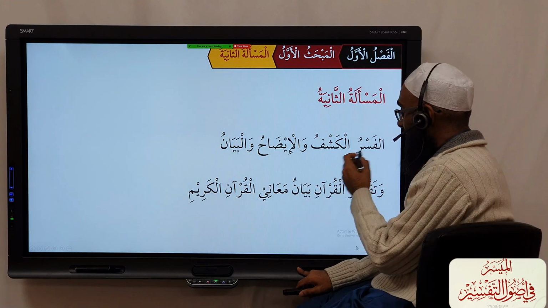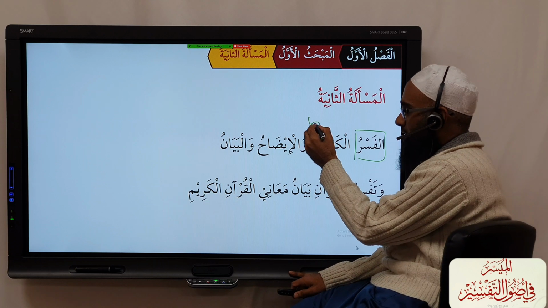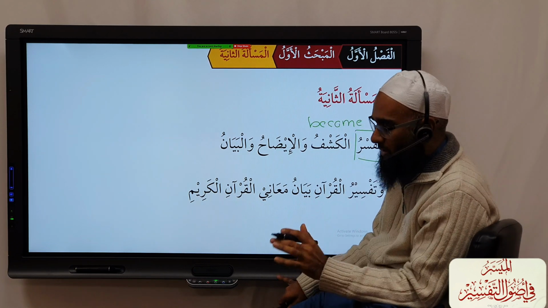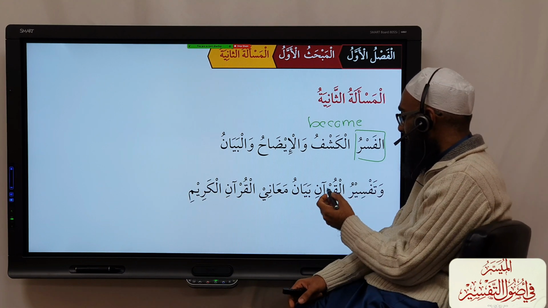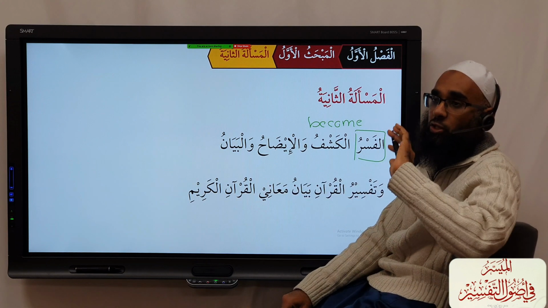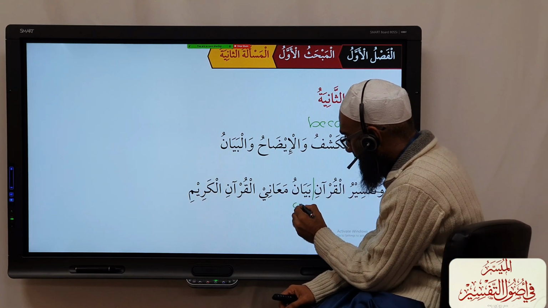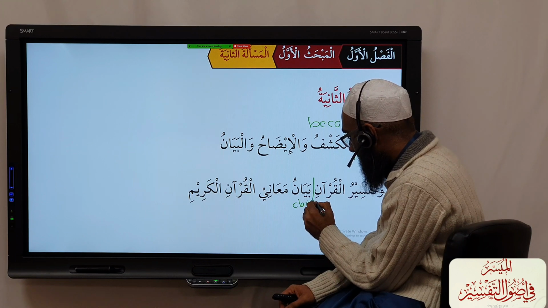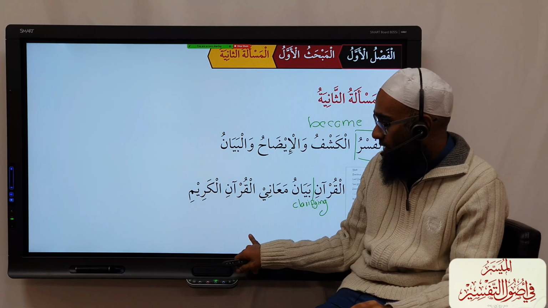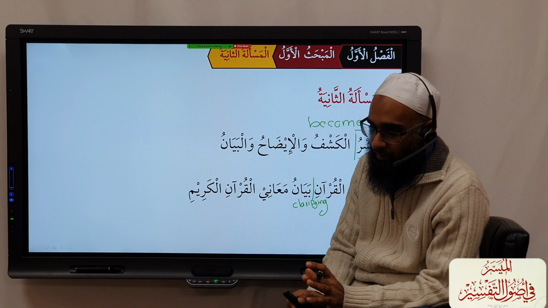So fasr linguistically means to make clear, or to become clear, to become munkashif, to remove ambiguity. When you do tafsir of the Quran, you're doing fasr of the Quran. You're removing any ambiguity, any unknown elements. So tafsir al-Quran then means what? Clarifying the meaning of the Quran al-Kareem. That's called what? Tafsir. Yes?